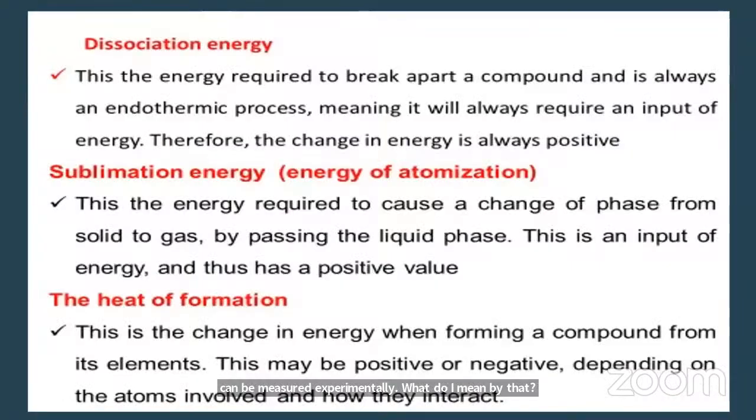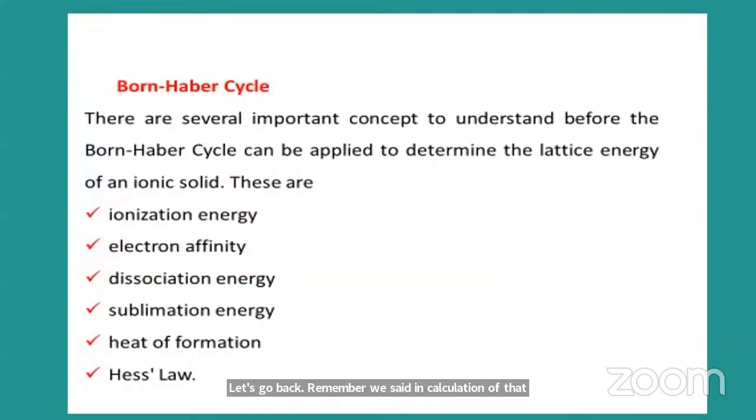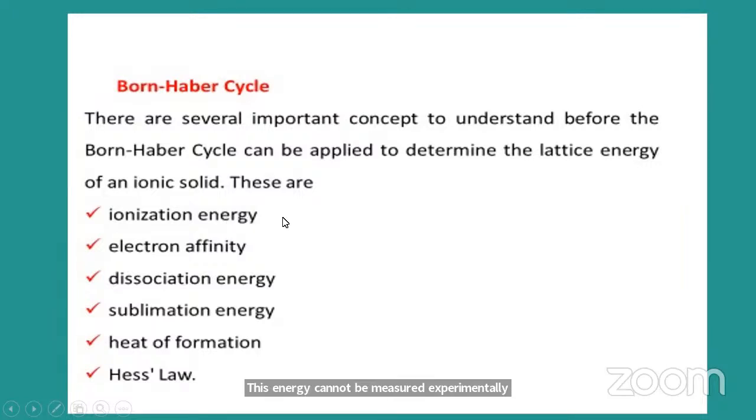Let's go back. Remember, we said in calculation of that we use Born-Haber's cycle to estimate the lattice energy. So it is by indirect calculation. But that Born-Haber cycle also involves other processes such as ionization energy, electron affinity. All these other steps or processes can be measured experimentally, except your lattice energy. Your lattice energy cannot be measured experimentally, but your ionization energy can be measured experimentally.